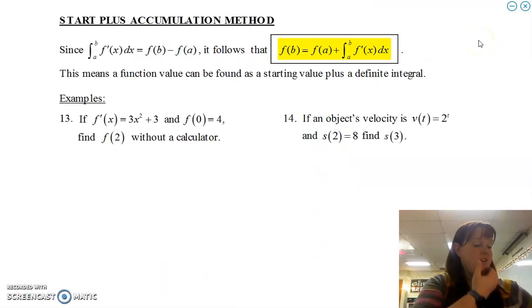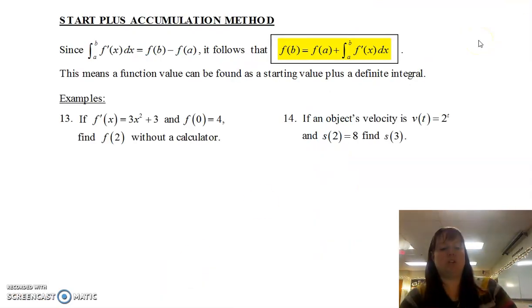Alright, this is our last video in this section, and it's about the start plus accumulation method. This one might seem a little clunky at first, but it actually is faster for certain integrals and for certain functions. It's also, there are some functions you're only ever going to be able to do with start plus accumulation. This is just an intro to that, and then you'll see it more as we go.